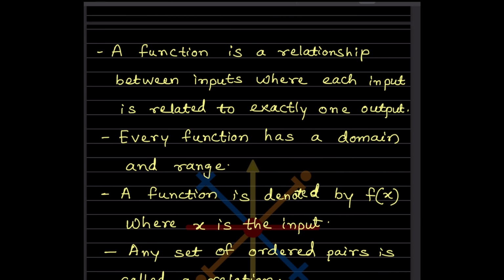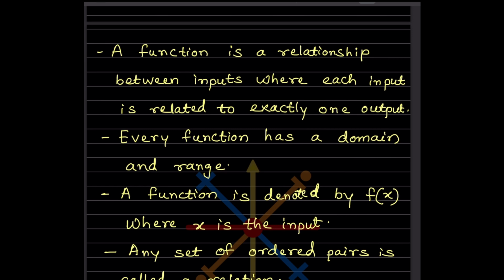So what is actually a function? A function is a relationship between inputs where each input is related to exactly one output. This example we'll do later. Every function has a domain and range.